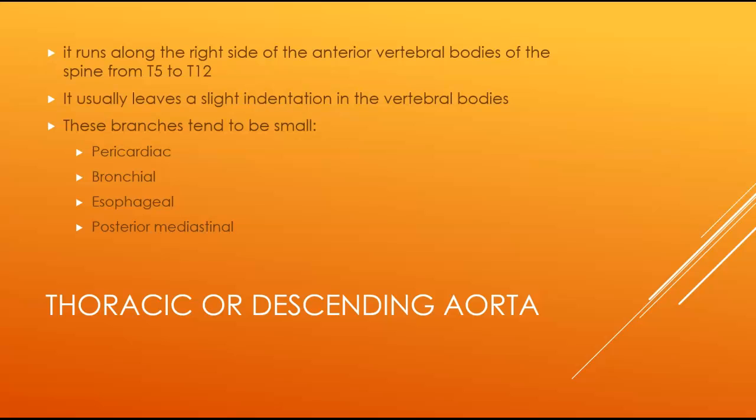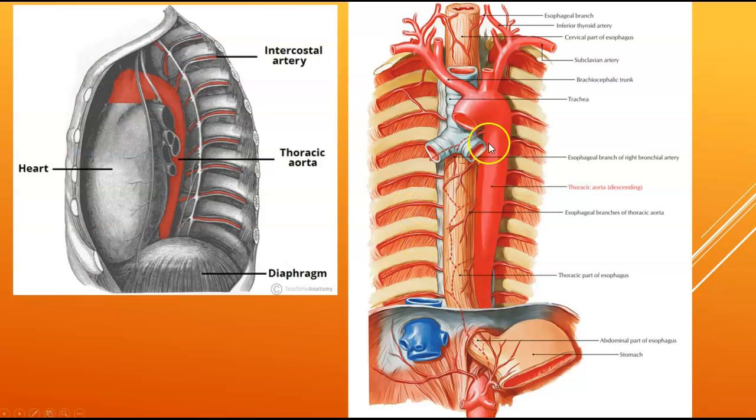These are small branches that come off that supply certain structures around the mediastinum, such as part of the esophagus, part of the bronchial tubes, and some parts of the tissues around the heart. Again, I won't be examining on these, but just understand that there are some branches that come off, which we see here. So small branches coming off.